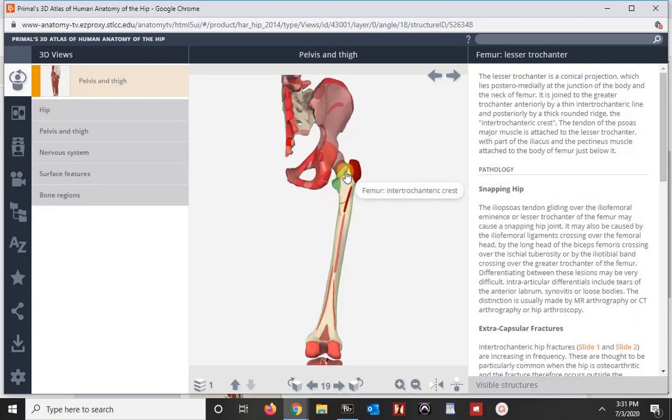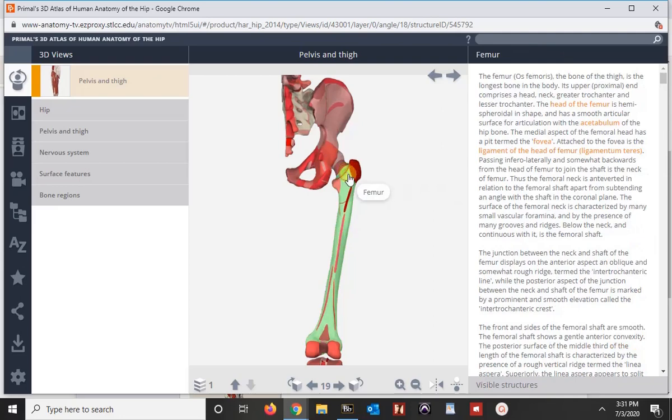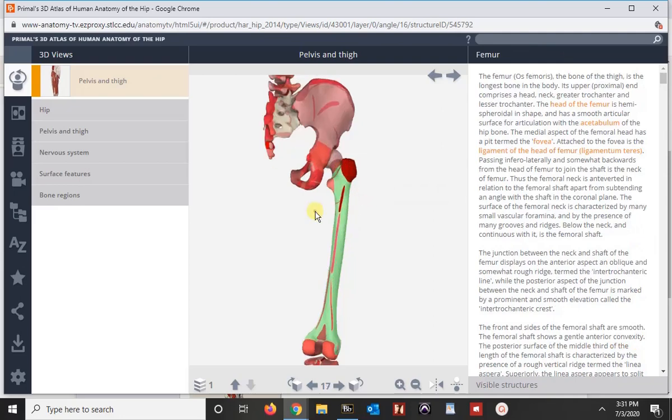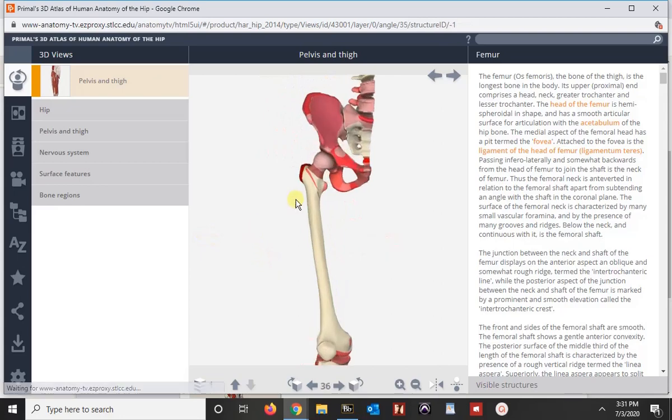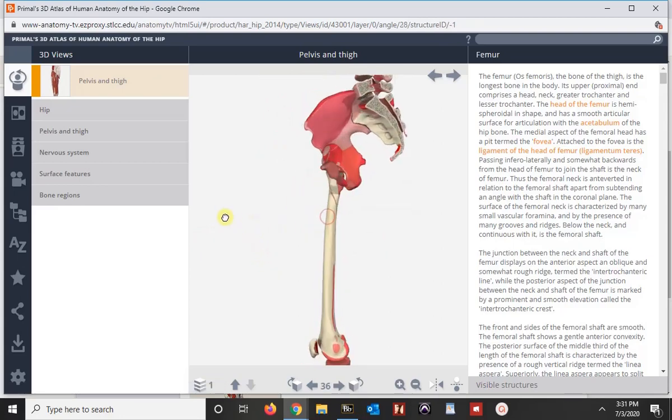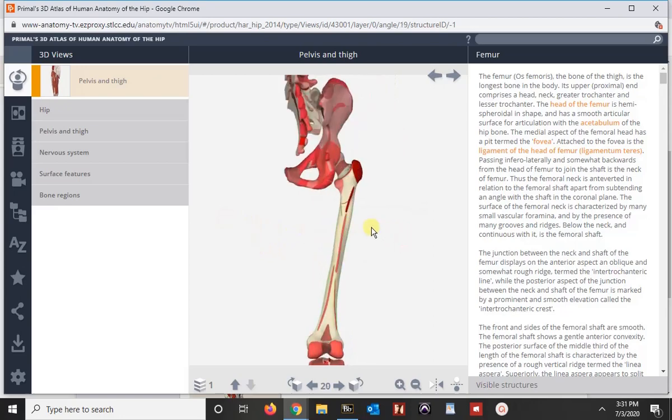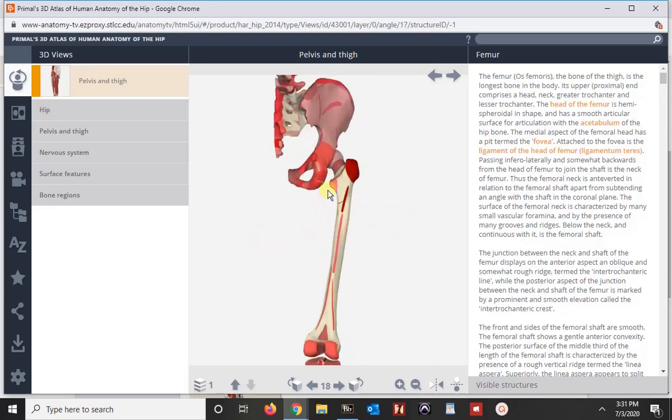And this is the intertrochanteric crest or line. It's the same thing. It goes all the way around, in between the two trochanters in the front and the back. In the back, it's called the crest, but it's the same thing. It's intertrochanteric, which means between the two trochanters.